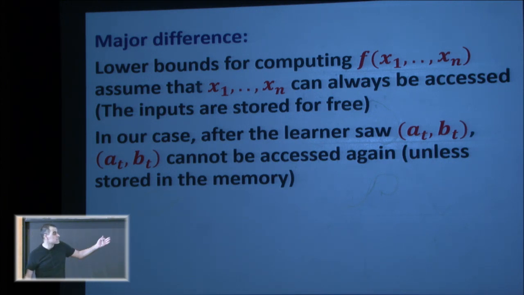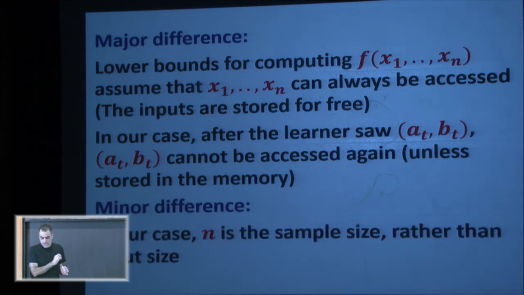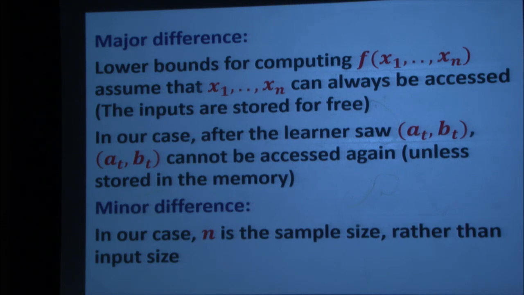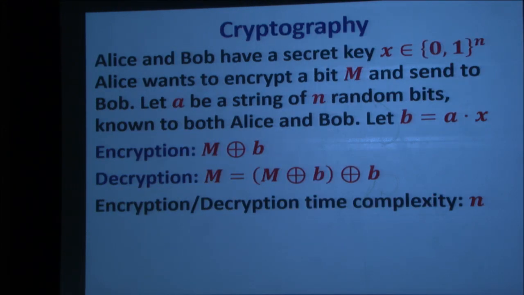This is the difference that we are able to exploit in order to get the exponential lower bound. There is also a minor difference, that n means different things in both cases. In our case, it's the sample size, and here it's the input size. But forget about this. This is less important.